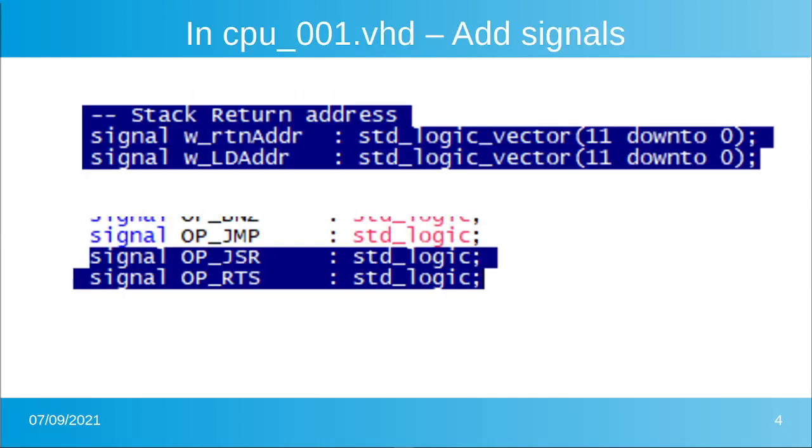We need to add some signals. We'll add the return address. It's a 12-bit value. We'll also have to create a load address value to load the program counter with. Up until now, we've only loaded it with the bottom 12 bits of the instruction, but we will need to load it with the return address, which is not the bottom 12 bits of the instruction, it's the current PC +1. We also need to add the two op signals for the JSR and the RTS.